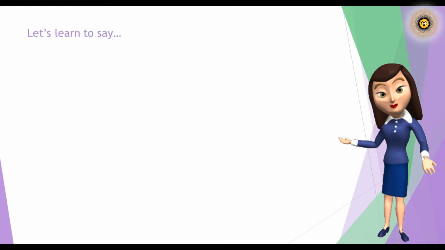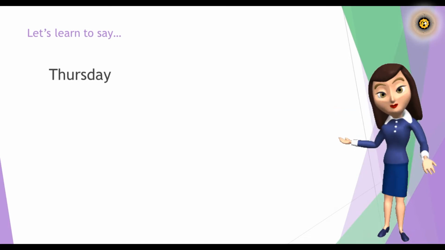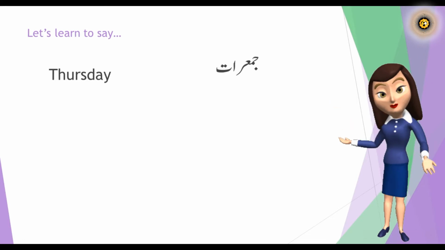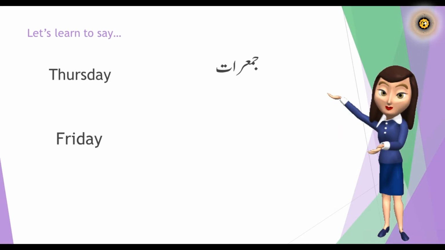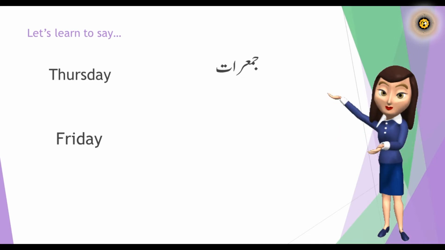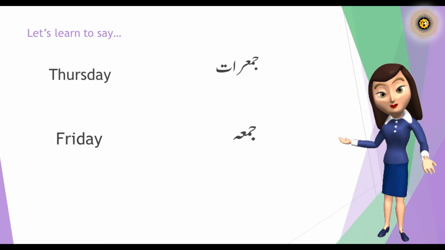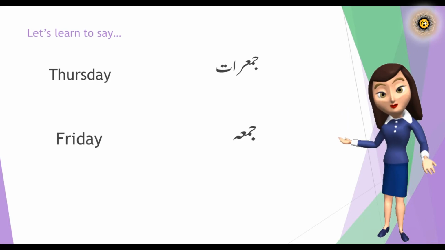Alright. Let's learn to say Thursday. So in English we say Thursday, and in Urdu Jumerat. Jumerat. Then we say Friday in English, Friday, and then in Urdu Jumma. Jumma. In English Friday, and in Urdu Jumma.